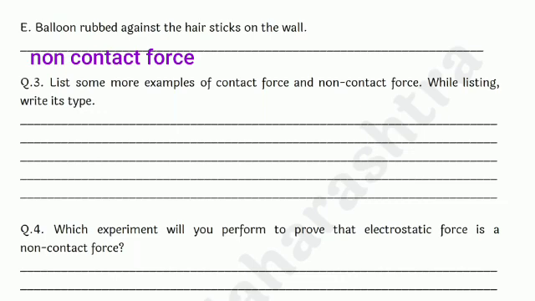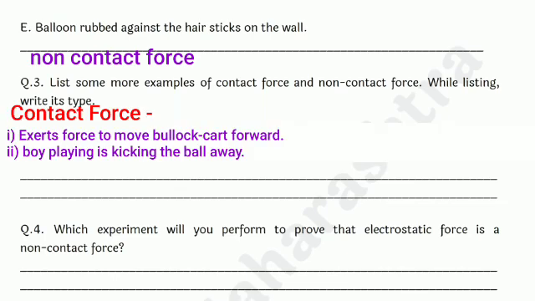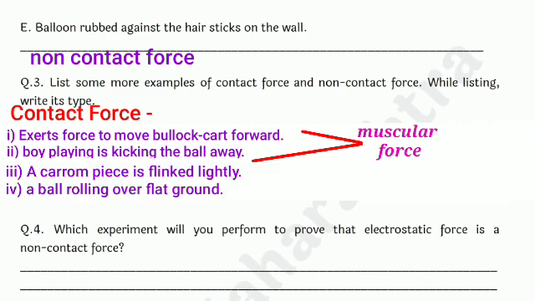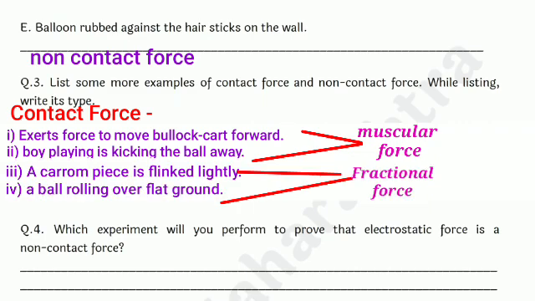Question 3: list some more examples of contact force and non-contact force, and write the type. First, contact force. Examples: exerting force to move a bullock cart forward, and a boy kicking a ball away. These two examples are muscular force. Third, a carom piece flicked lightly is frictional force. A ball rolling over flat ground is frictional force.